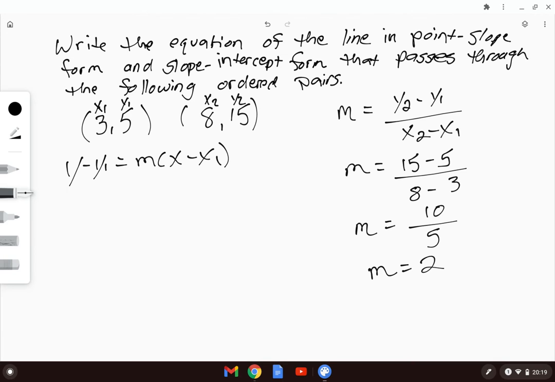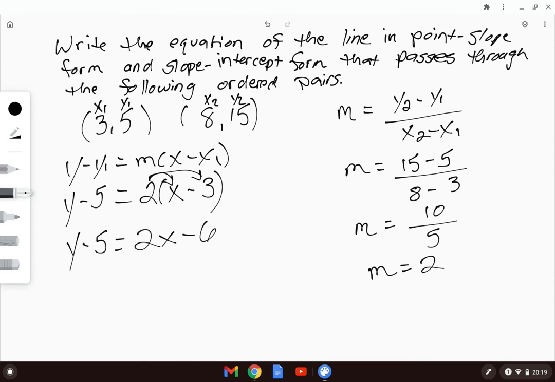All right, so we're looking to write the equation in point-slope form and slope-intercept form. So y minus my y1, which is 5, equals my slope of 2 times x minus x1, which is 3. All right, so right here, there's my point-slope form, the point and the slope. Now I simply distribute my slope. And then add or subtract the y1. So -6 plus 5 is -1. So there is my slope-intercept form.